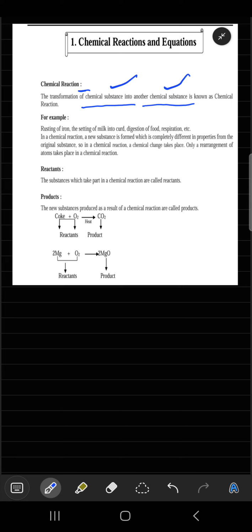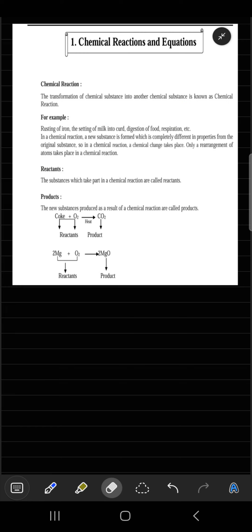The subject is chemistry, and we are taking the chapter chemical reaction and equation. What is a chemical reaction? The transformation of a chemical substance into another chemical substance is called a chemical reaction. For example, in our day-to-day life, rusting of iron, setting of milk into curd, digestion of food, and respiration are some of the examples of chemical reactions.